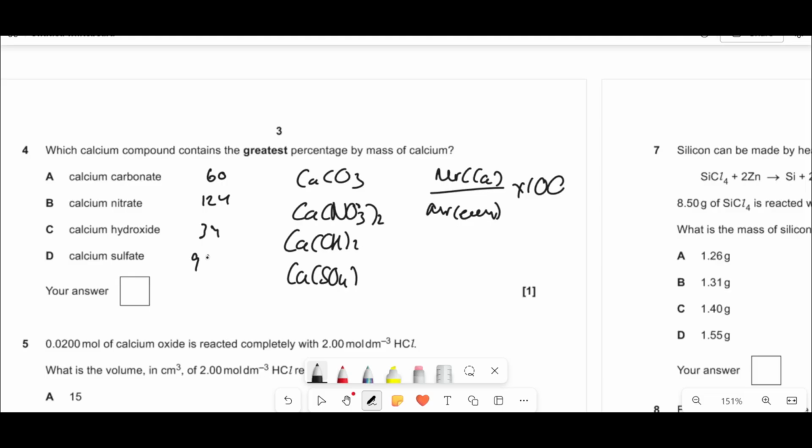So therefore, remember that this bottom number being bigger means you're going to have a lower percentage by mass of calcium. So we want the one that has the lowest of everything else that isn't calcium. So in that case, it's got to be C, because that's only 34. If we have the Ar of calcium divided by 35 times 100, that'll give you the biggest number. These are all huge, so we'd outweigh them, so that's out, so it's just C.